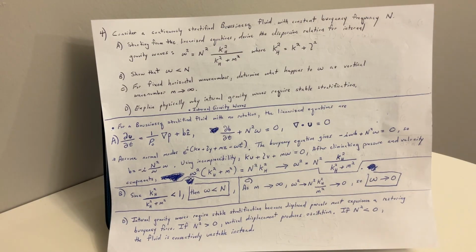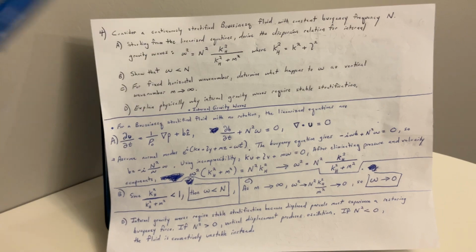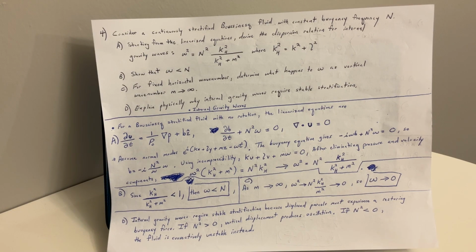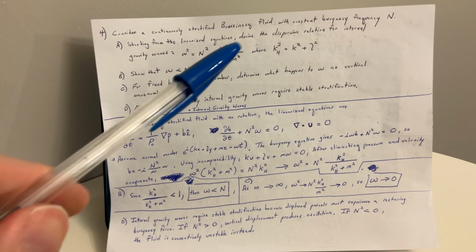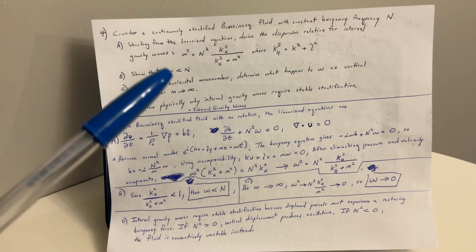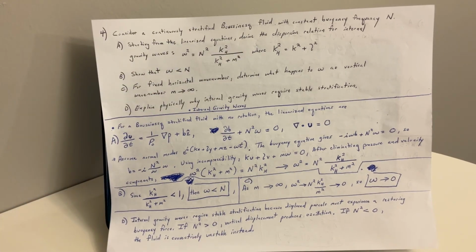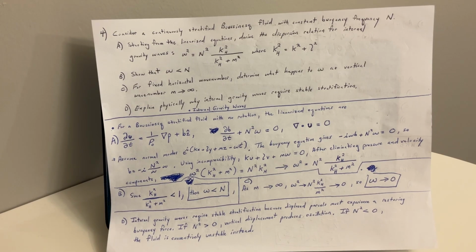So number 4, we have a continuously stratified Boussinesq fluid with constant buoyancy frequency N, and starting from linearized equations, derive the dispersion relation for internal gravity waves given here. We have omega squared equals N squared k sub h squared over k sub h squared plus m squared, where k sub h squared equals k squared plus l squared.